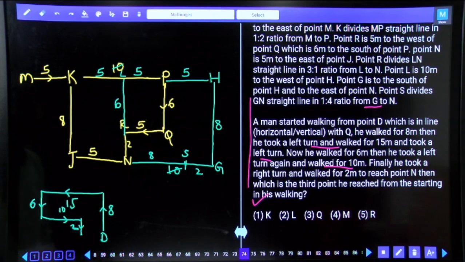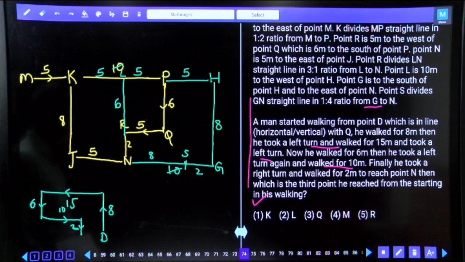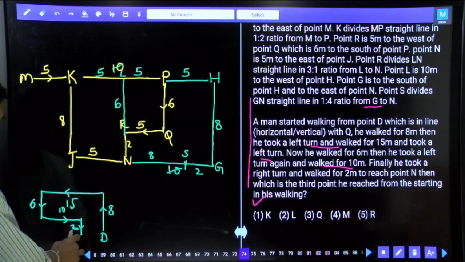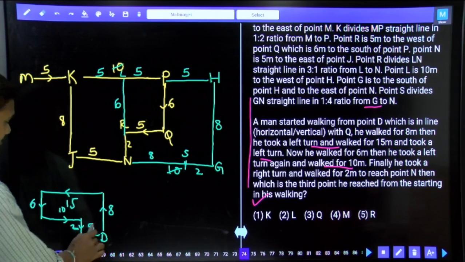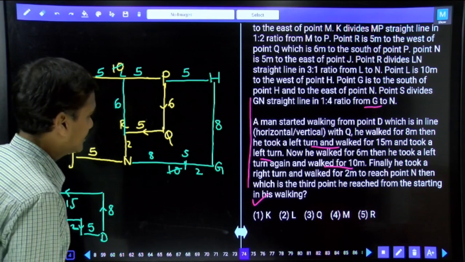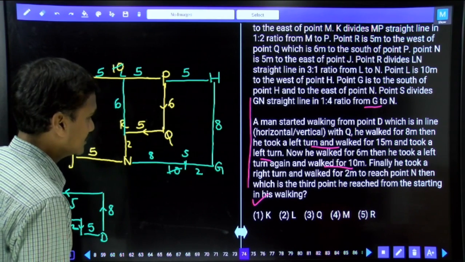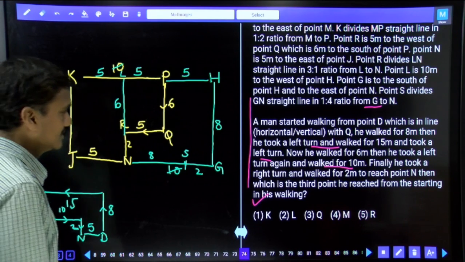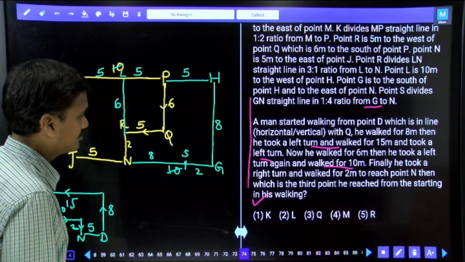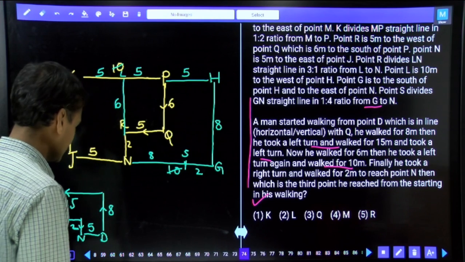That means the vertical direction is common, isn't it? That is nullified, 0. Now the distance between these two, what is it? Here this is 10. Here the distance between these two is only 5 meters. Then finally he took a right turn and walked for 2 meters to reach point N. Now this is point N. Then which is the third position he reached from the starting point in his walking.